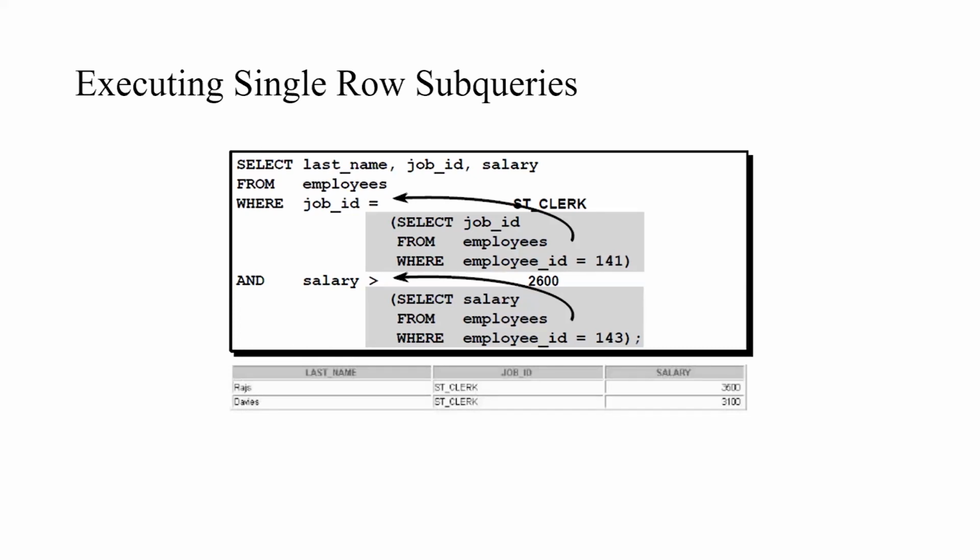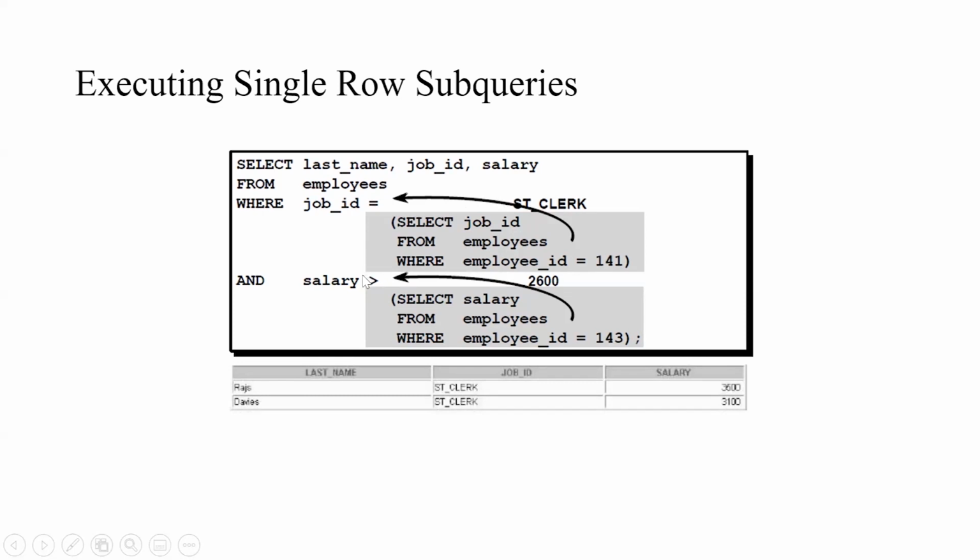So what we are doing here is select last name, job ID, salary from employees where job ID is equal to select job ID from employees where employee ID is 141. Now, I am very much sure that 141 can occur only once in my complete database. So obviously I'll get only one value out of this query, job ID, which is ST clerk. So I can have a single row subquery, which is equal to.